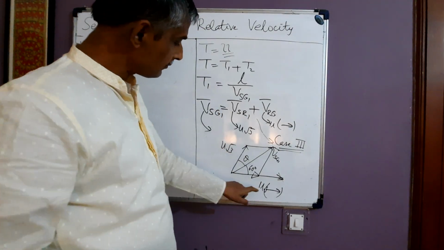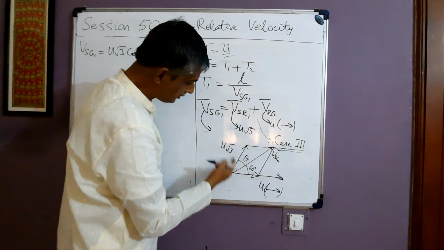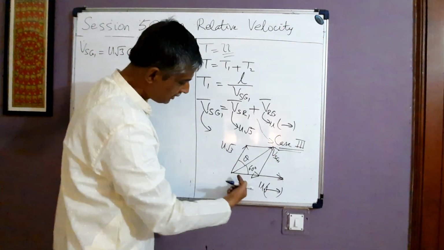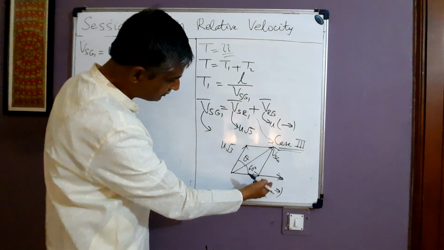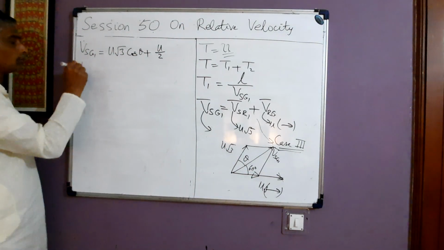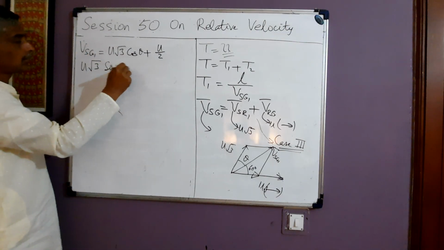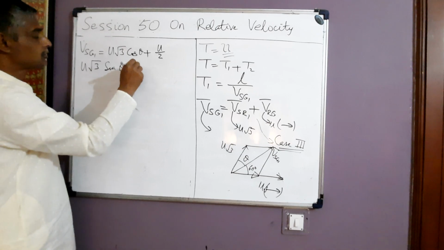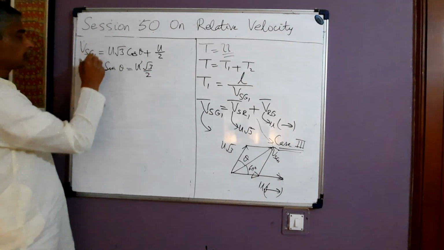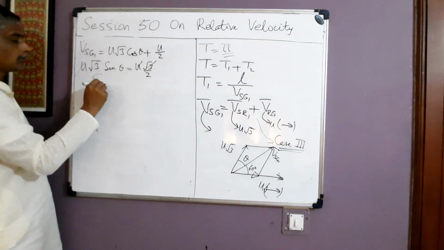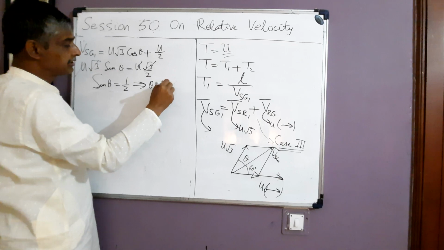u root 3 sin theta will be equal to u sin 60 degree. The resultant of these two vectors is in this direction. In the direction normal to this, the components of these two cancel out. So u root 3 sin theta is equal to u sin 60 degree. Sin 60 degree becomes root 3 by 2. So u and u will go away, root 3 will go away. So sin theta becomes half, so theta becomes 30 degree.